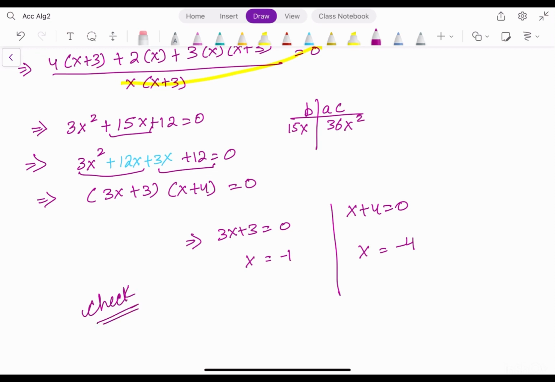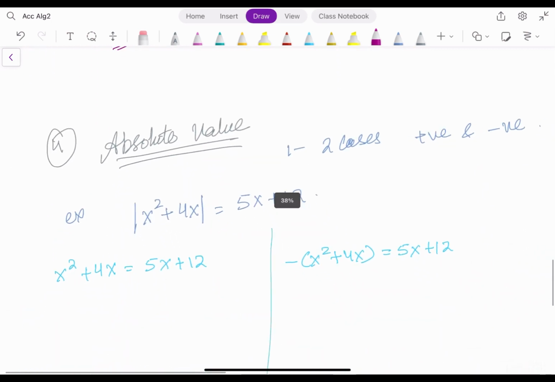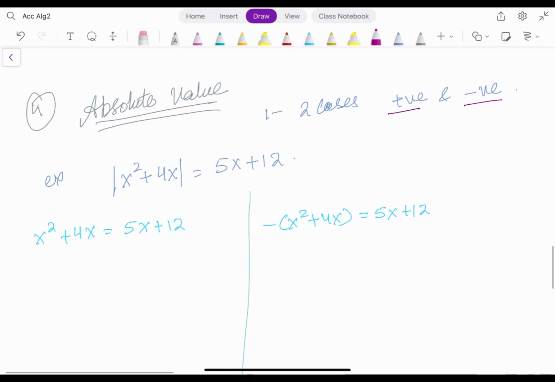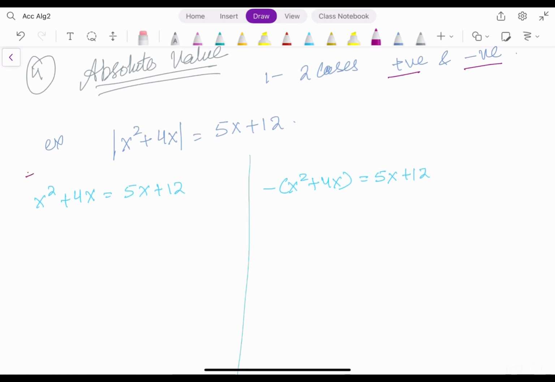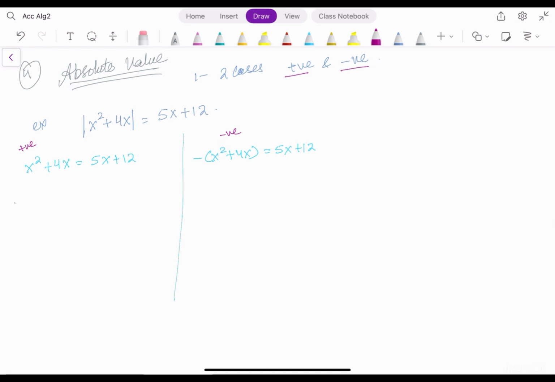in the original equation. Now the fourth and the last type that we will be talking about is the absolute value. If you remember from your Algebra 1, when we are talking about absolute value equations, we are taking two cases, a positive case and a negative case. So I have listed the positive case on the left hand side and the negative case on the right hand side.